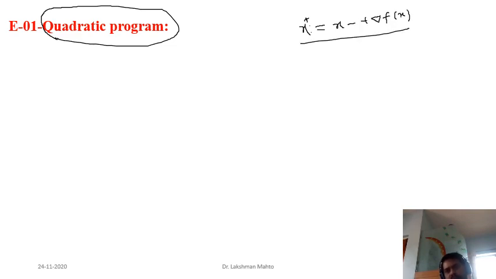This one is the gradient descent technique. Another update, if you are going for a second order optimization method, you can define like this way: x minus the inverse of Hessian times gradient. This one we are calling the Newton method. The first one is gradient descent, and the second one is Newton method.